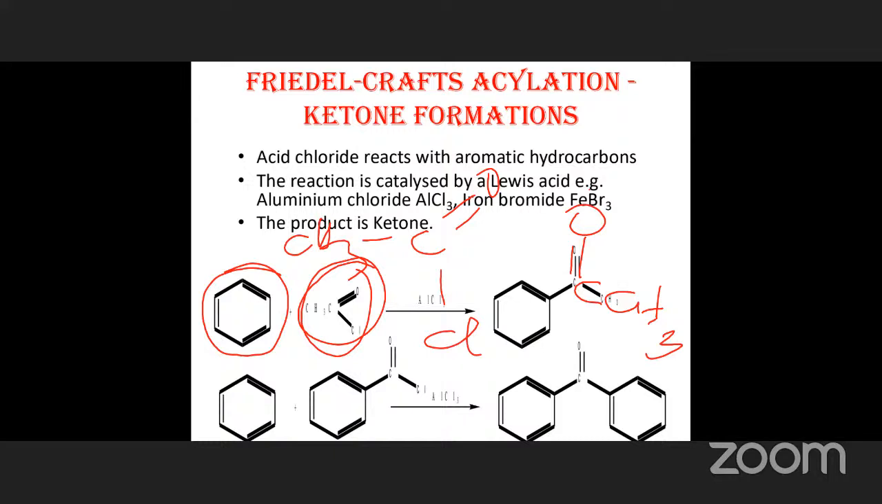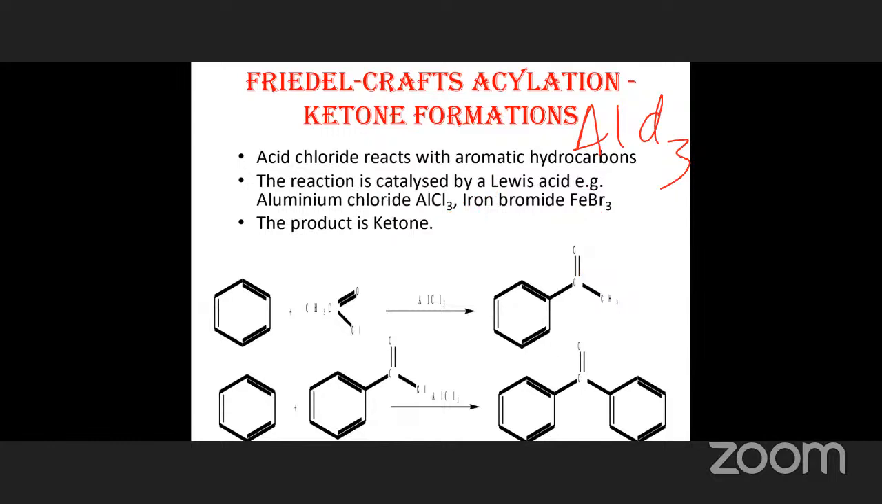When they react under Friedel-Crafts, that means on this arrow you have aluminum chloride. That's what we use for Friedel-Crafts, if you remember. Then it will bond to the benzene ring and give you C double bond O and CH3. So here you can see that the R is a benzene ring, which is aromatic, and the R prime is CH3, which is aliphatic. And that is how you prepare ketones.